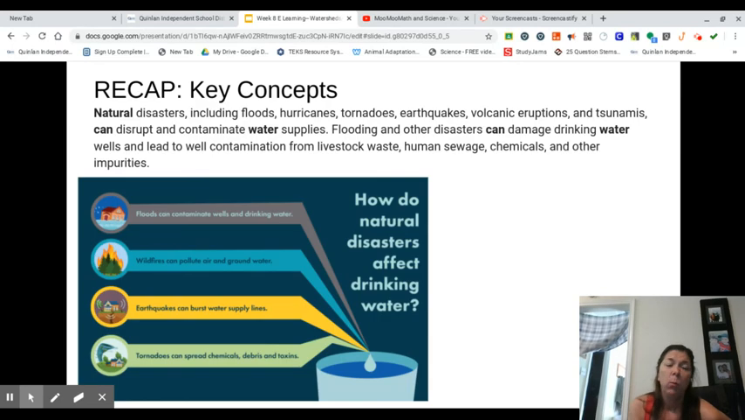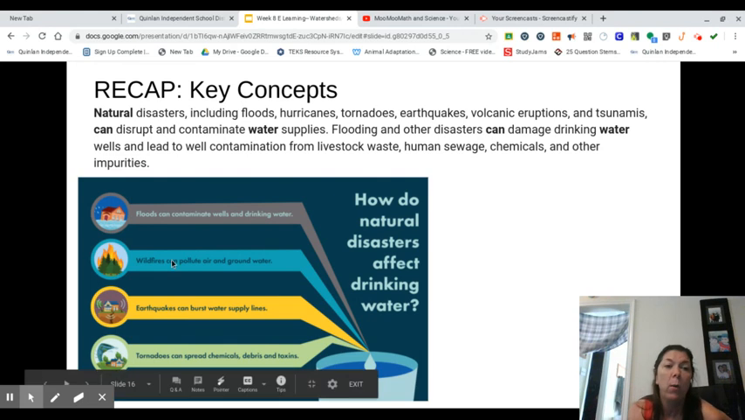Let's recap real quick. We've discussed that natural disasters, including floods, hurricanes, tornadoes, earthquakes, volcanic eruptions, and tsunamis, can disrupt and contaminate water supplies. Flooding and other disasters can damage drinking water wells and lead to well contamination from livestock waste, human sewage, chemicals, and other impurities. So, thinking about a flood, even a flash flood, when we have those quick rainstorms, that rushing water over the surface will pick up any trash or any contaminants that are in the soil.